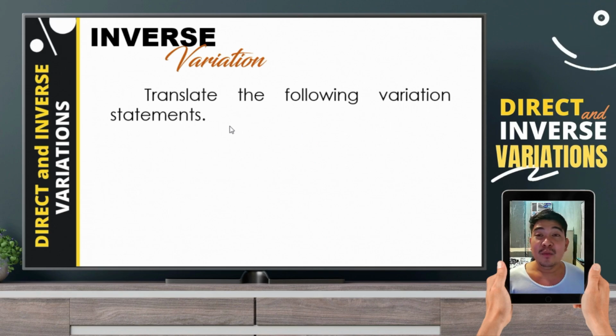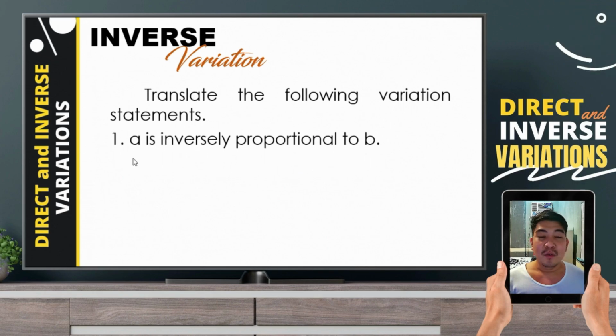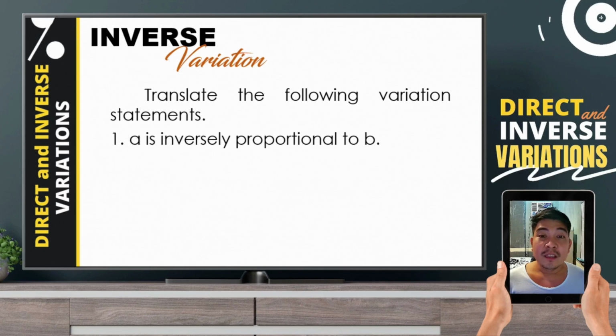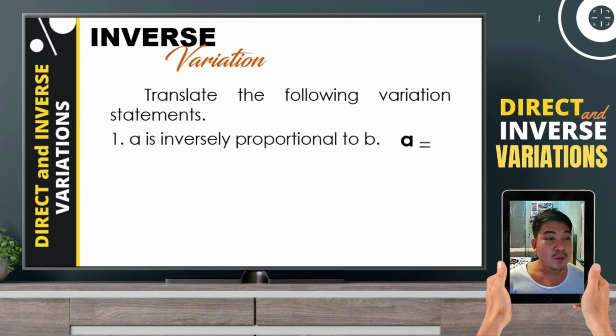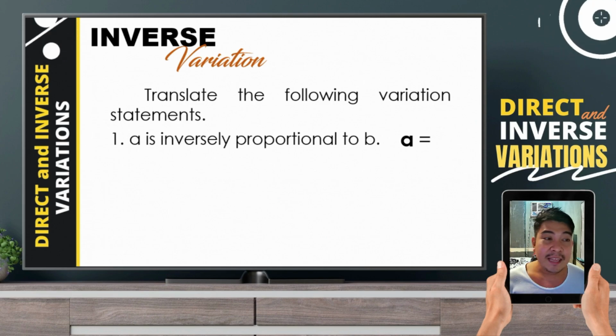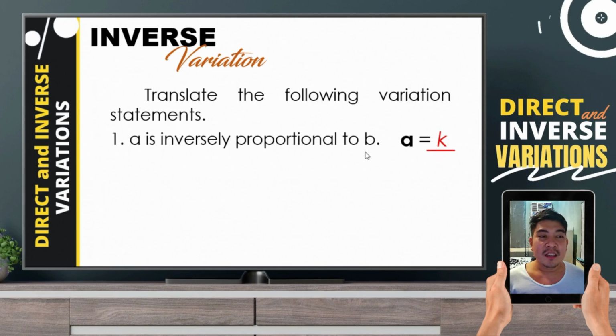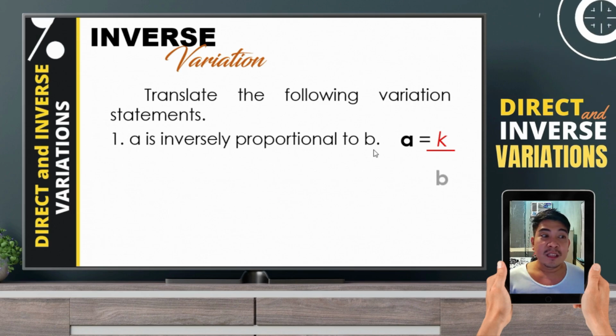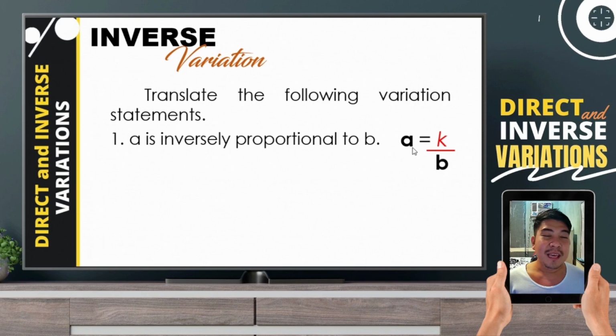Let us translate the following variation statements. Number 1. A is inversely proportional to b. The first quantity, which is a, is equal to, since inverse, we need to divide k, the constant of variation, by the second quantity, which is b. So that will be a is equal to k over b.